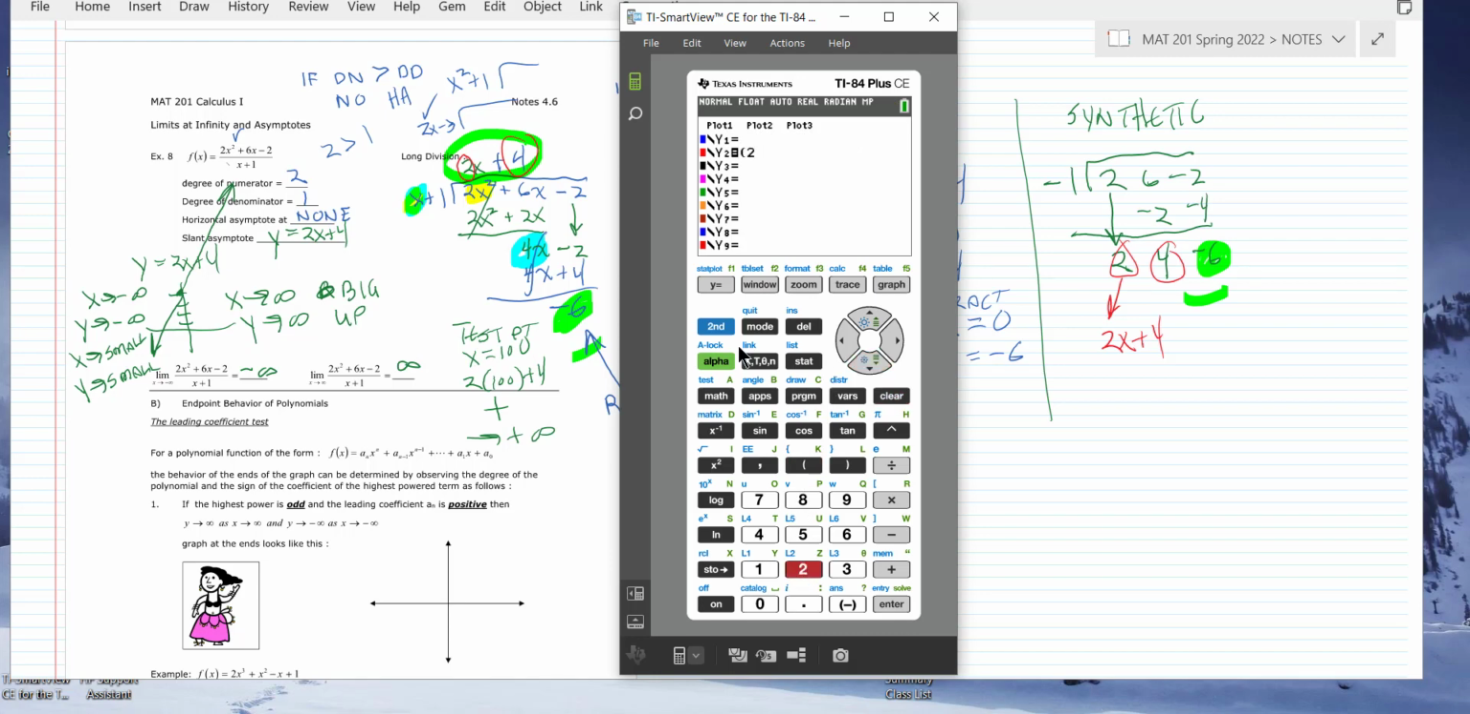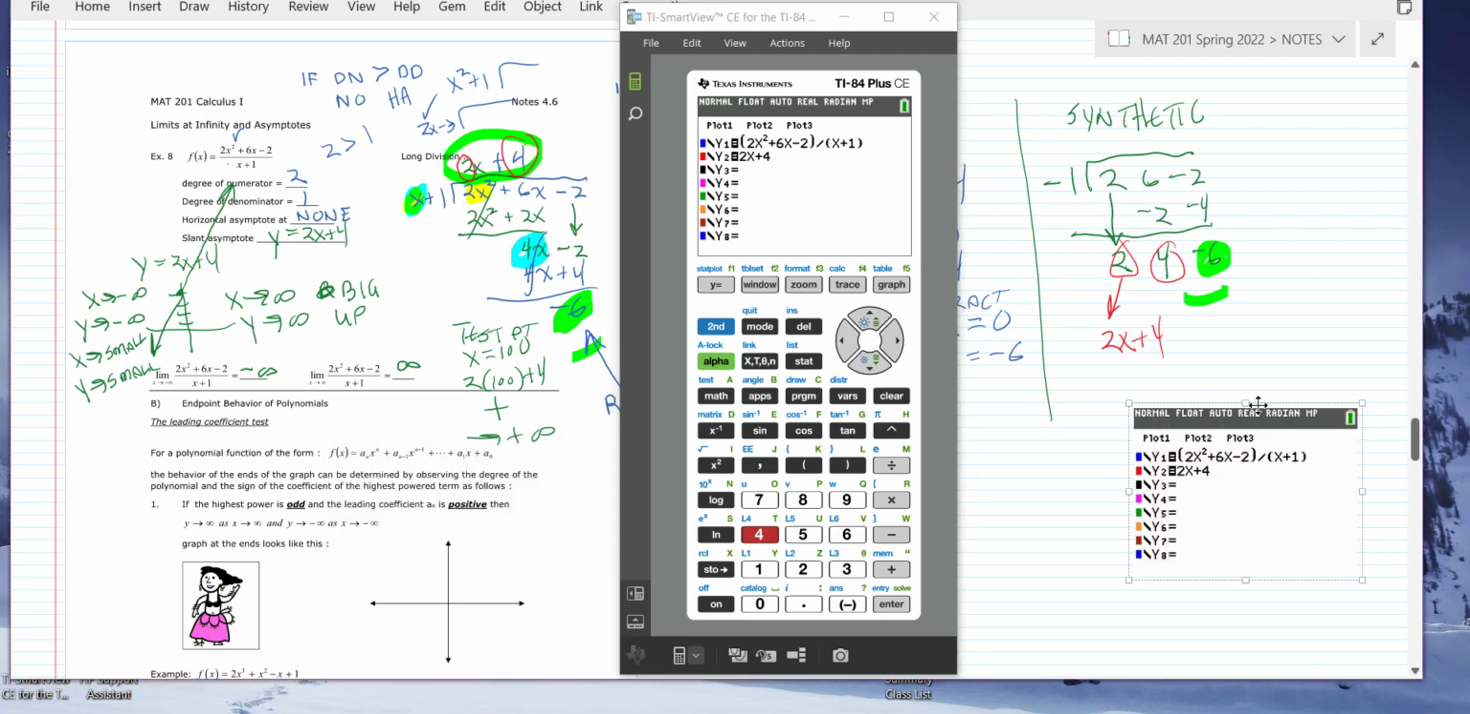So if I put in 2x to the second, and whoops, I'm on the wrong thing here. Let me go to y1. So I've got 2x to the second plus 6x minus 2 divided by, and now we have x plus 1. So I'm going to put that in. Notice I'm using parentheses. Then go to y2 and put in your slant asymptote, 2x plus 4. Okay, so we're going to get that in like that. That's how you would type that in.